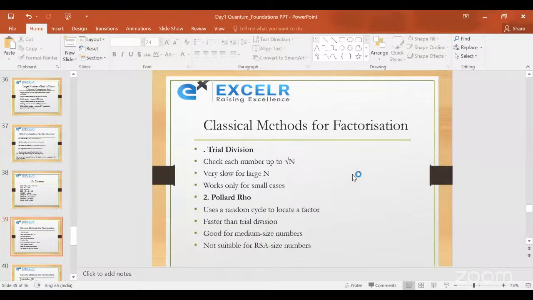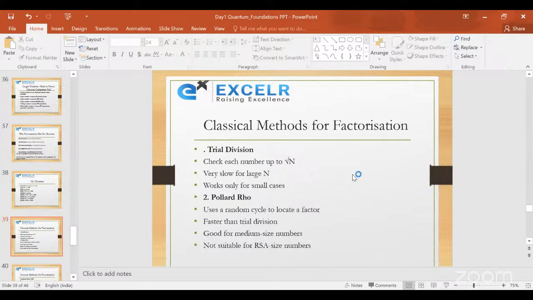So till now, in the classical methods of factorization, we are left with four methods. The trial division method, that everybody knows, checks up to the square root of n, and that will be the upper complexity. But it gives very slow results. Hit and trial obviously works for very small cases.